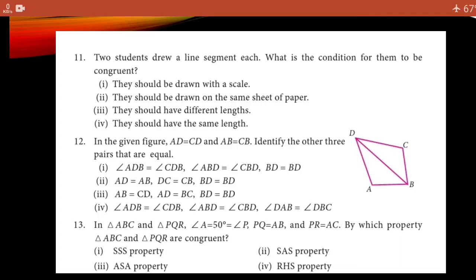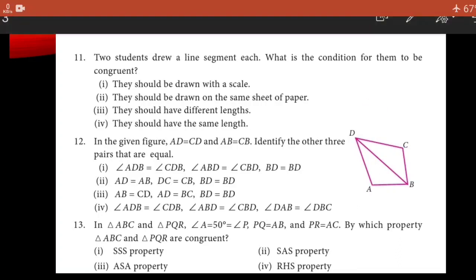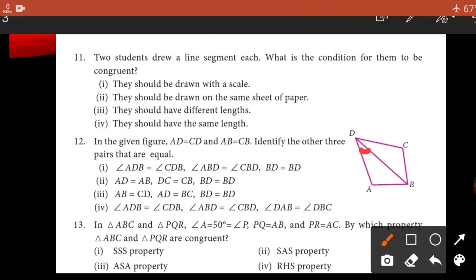Let us check the first option. First option is angle ADB. What is angle ADB? Angle ADB is this one, right? So next angle CDB. Angle CDB is the next angle. So these two are equal, they have given. And the second pair they have given is angle ABD. Angle ABD is this one. And angle CBD. Angle CBD is the next angle here. So last they have given BD is equal to BD. So the center line. Okay, that is equal. This is your first option.